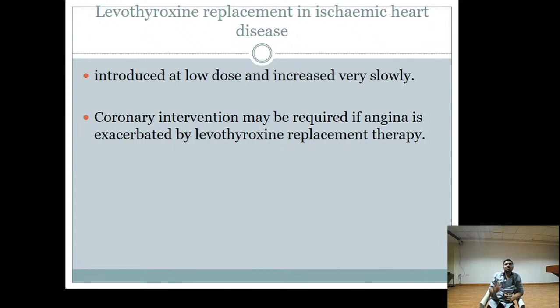Levothyroxine replacement in ischemic heart disease. Generally, hypothyroidism and ischemic heart disease are present concomitantly. In these cases, there is a low dose requirement. It should be started at a low dose and increased very slowly. If angina is present on levothyroxine replacement therapy, then we should go for coronary intervention.